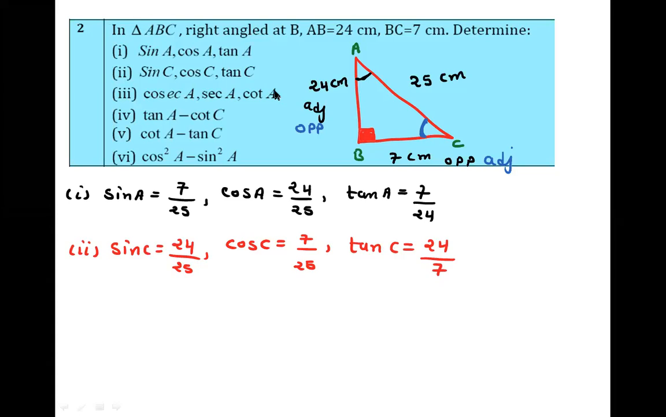Now what about the question C? Question number 3. You just take the value, just take the reciprocal of all three angles which you have.